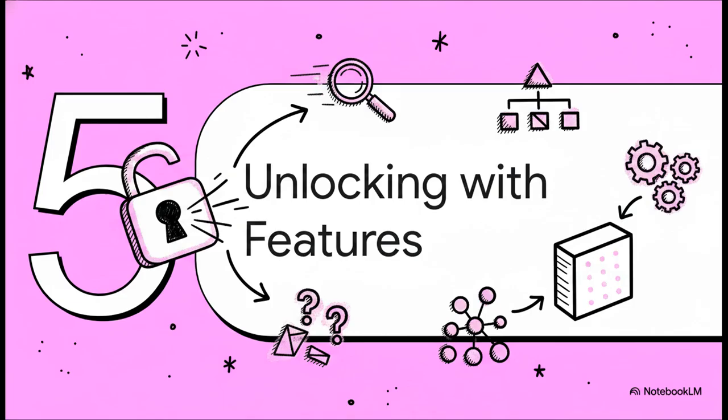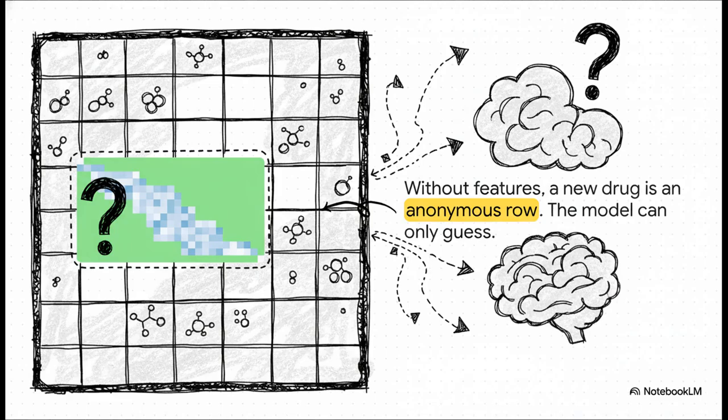So, how do we escape this trap? How do we make truly intelligent predictions that don't just default to the most popular answer? Well, the key is to give the model more context. We do this using something the experts call side information, but we can just call them features. Let's look back at our grid. Without any extra information, a brand new drug is just an anonymous new row. The model has no idea what it is or what makes it special, so its only option is to fall back on that lazy strategy, predict based on what works best on average, the ibuprofen strategy.